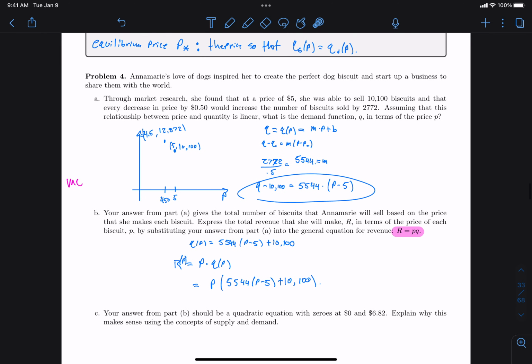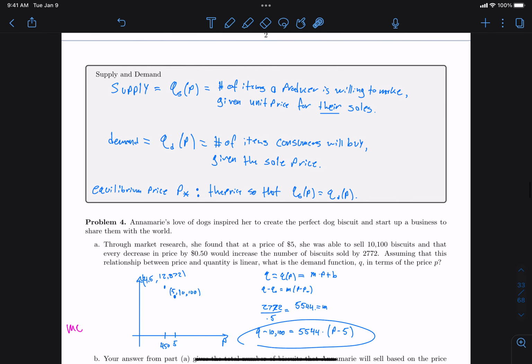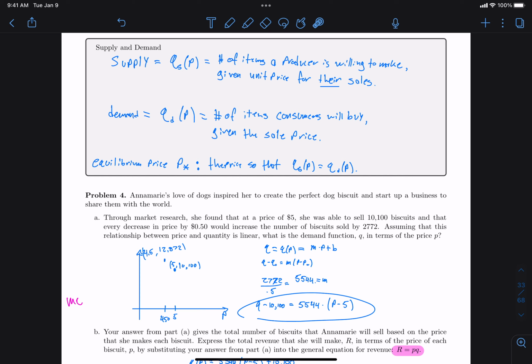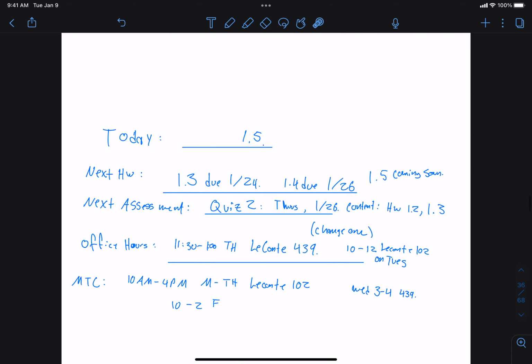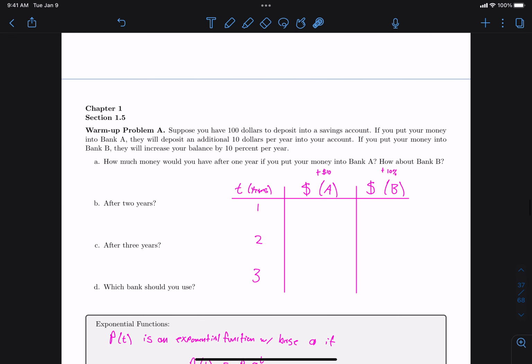Okay, so that was what we talked about last time. Any questions about any of that before we move on to talk today about exponential functions? Okay, doesn't seem like there are any questions. So let's talk about exponentials.